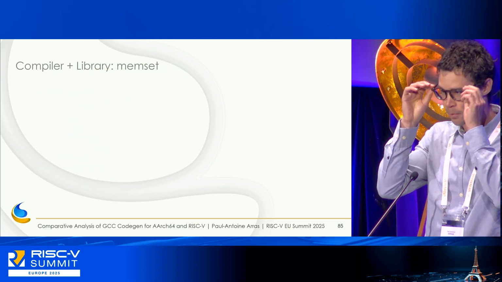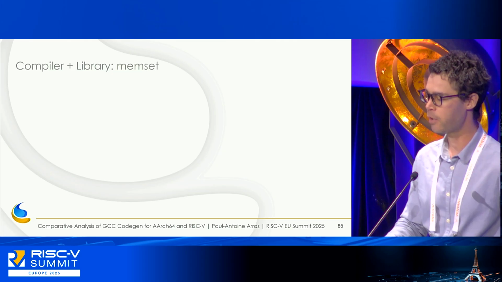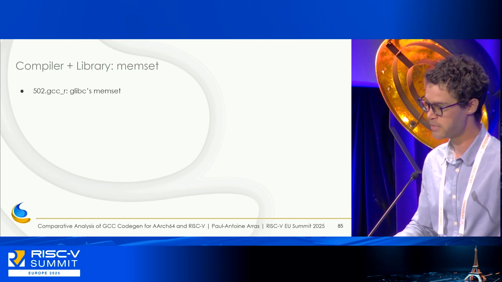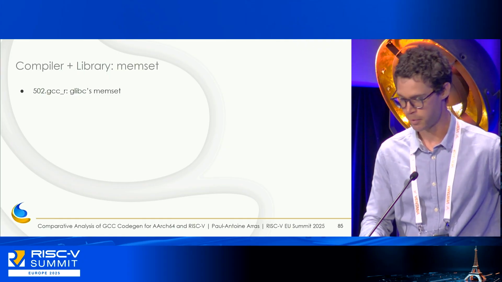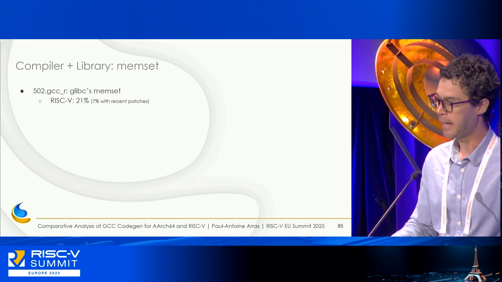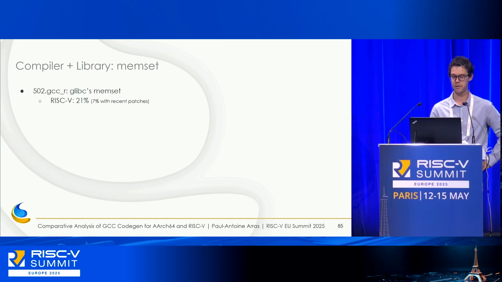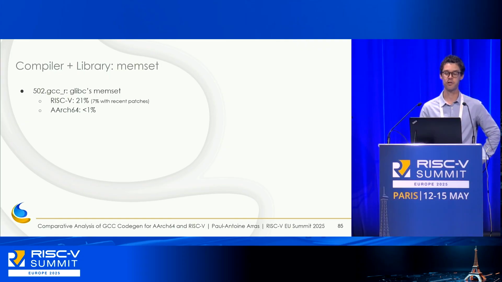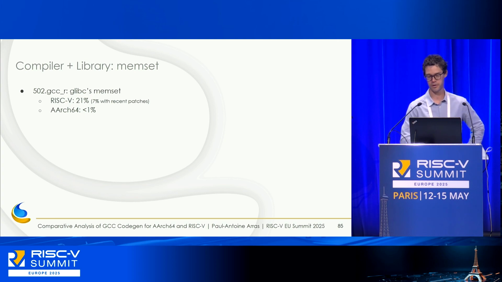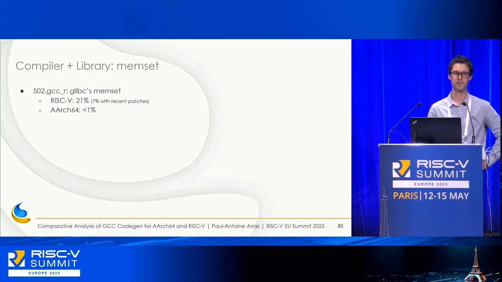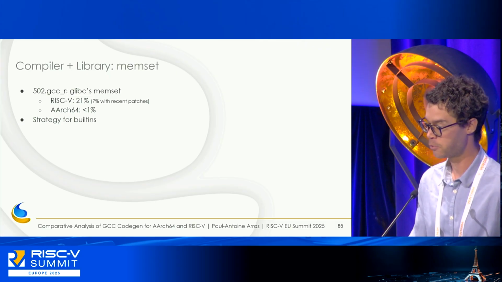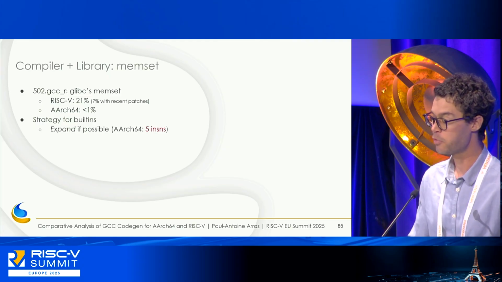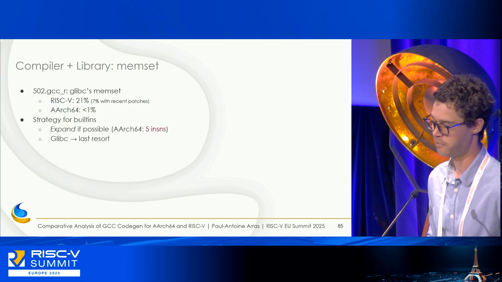So now the third example of an issue, implying the compiler, but also related to the library function. This time we look at memset, which is heavily used by the GCC benchmark. And here we can see that RISC-V is calling the glibc implementation of memset, spending 21% of the run, actually, to be precise, in glibc memset, while ARM only spends less than 1%. So that's quite a significant difference. So we looked into that to understand why we see that difference.